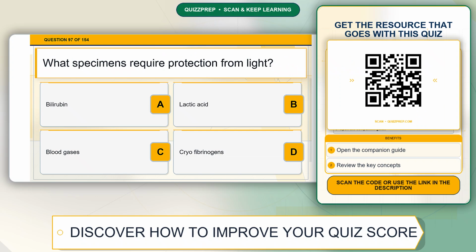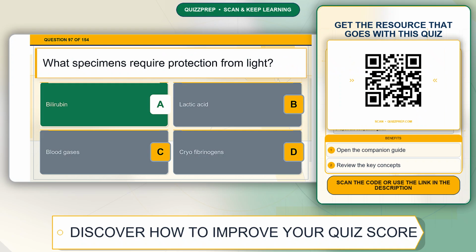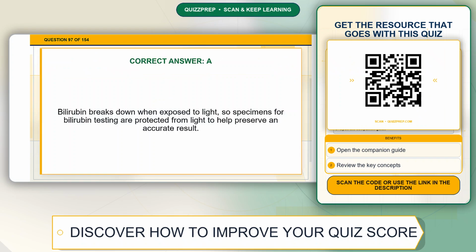Question 97. What specimens require protection from light? Option A, bilirubin. Option B, lactic acid. Option C, blood gases. Option D, cryofibrinogens. The correct answer is option A, bilirubin. Explanation. Bilirubin breaks down when exposed to light, so specimens for bilirubin testing are protected from light to help preserve an accurate result.